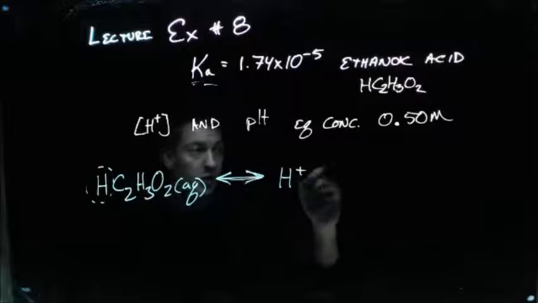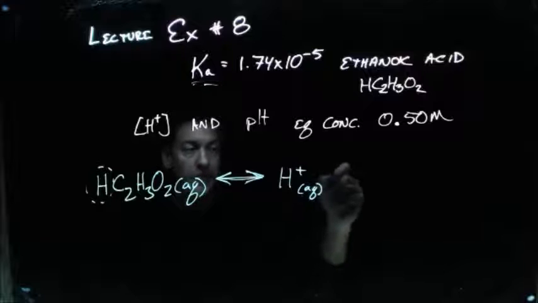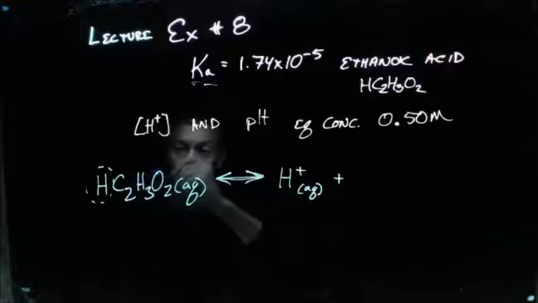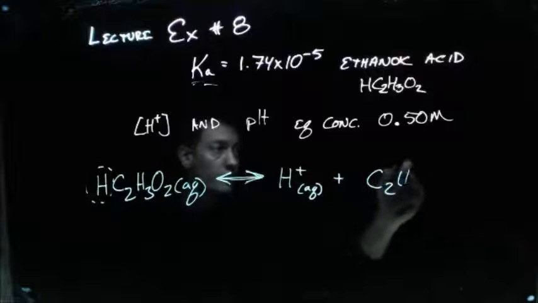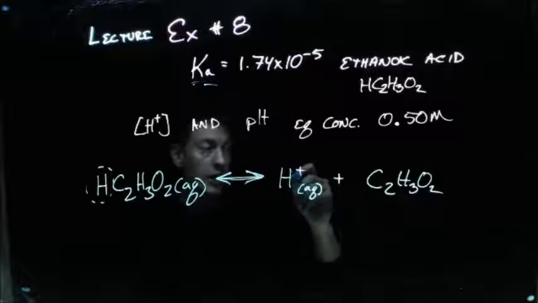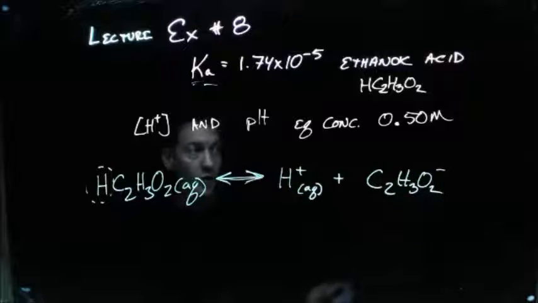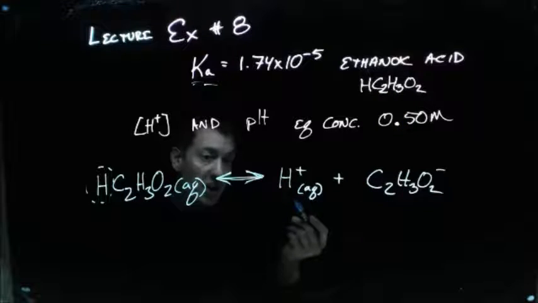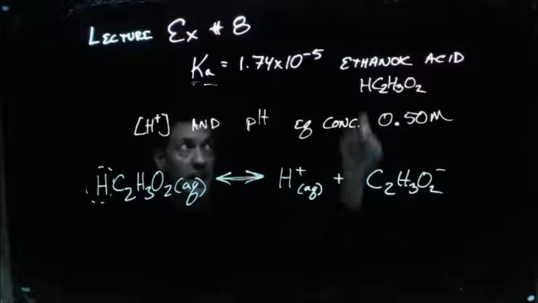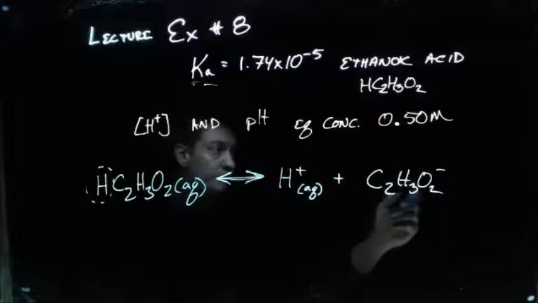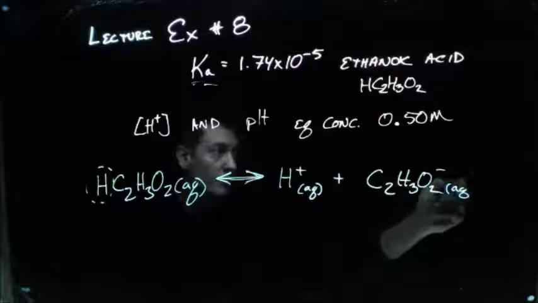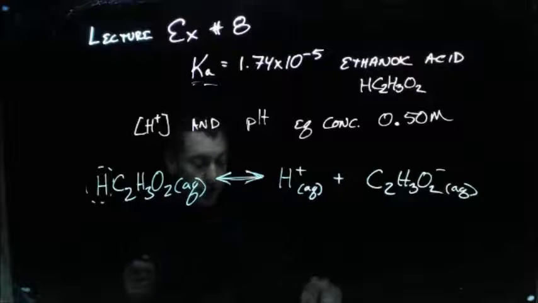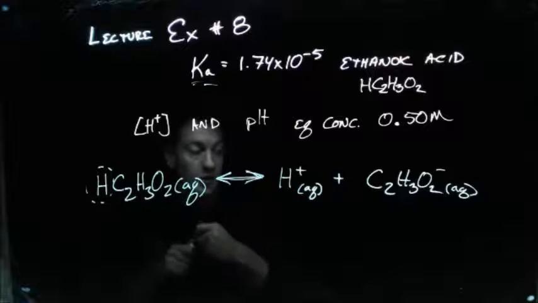So that H plus comes off there, and that's going to be aqueous. Any ion is always aqueous, but we'll write it there this time. And then it's going to leave behind the C2H3O2. And since that's a positive 1, this guy's got to be a negative 1. And I guess that would be an ethanoate ion, right? That would fit our naming convention of ic acids becoming ates. All right, so there's our equation for what's going on, and then we can write an equilibrium expression.